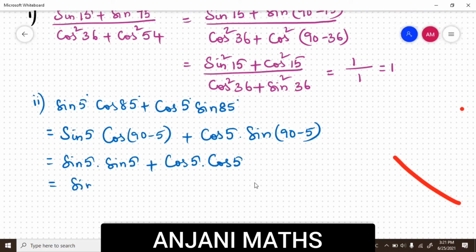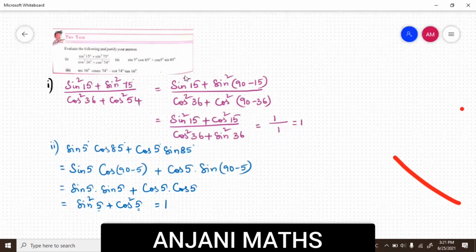It's a sine square. Don't write it as sine 5 square. You can write it as sine 5 whole square or sine square 5. Similarly, what is cos 5 into cos 5? Cos square 5. We have the same angle here. Sine square theta plus cos square theta is equal to how much? 1. So what is the value of this one? This is 1.